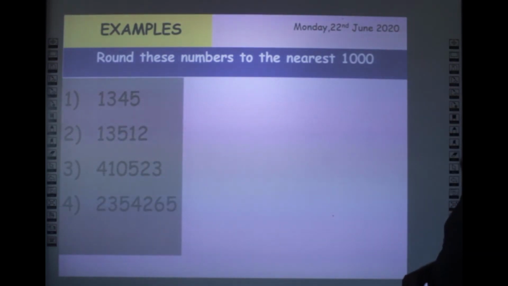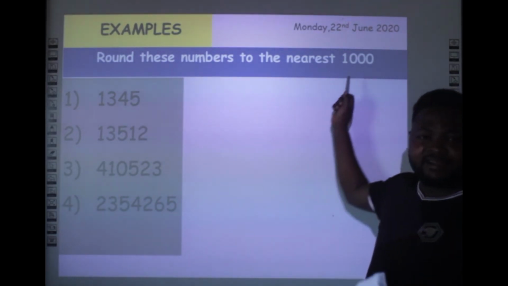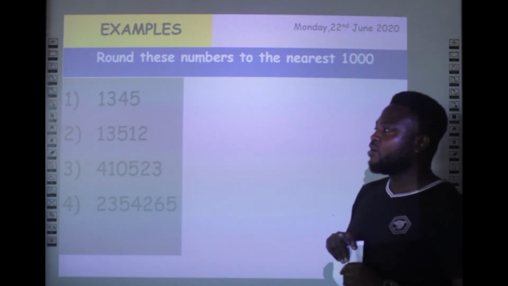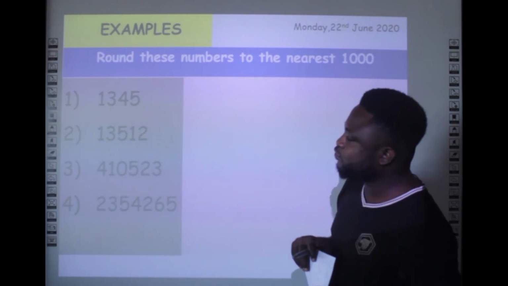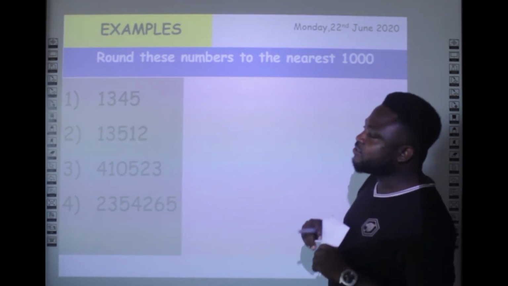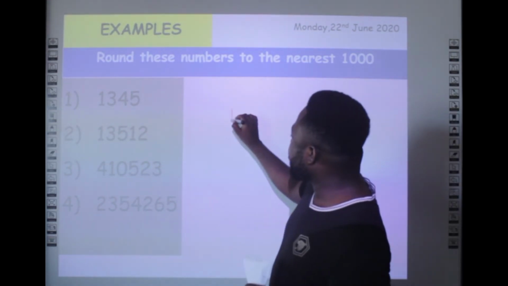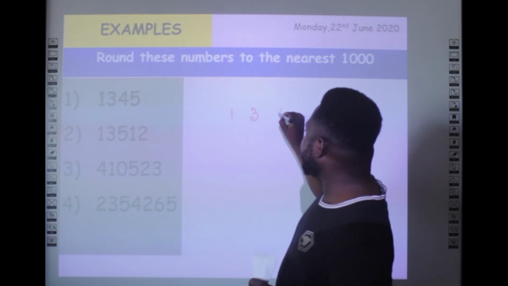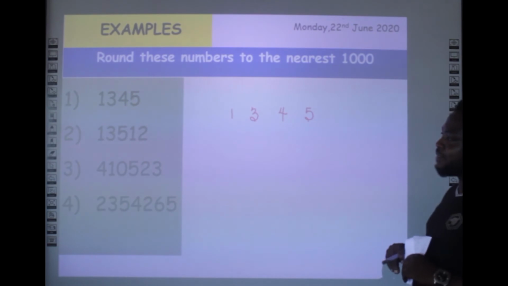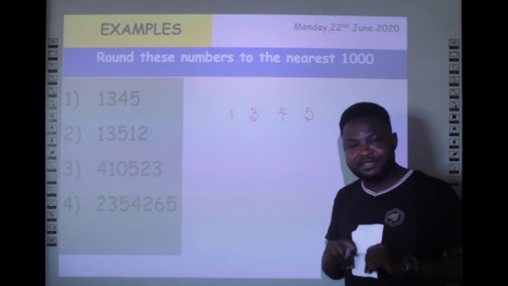Here, we're told to round these numbers to the nearest 1,000. Going by what we have here, for the first one, we have 1,345, and we're still going to use the same procedure. Now, what we have is 1, 3, 4, 5. Can you see that? Now, what are we going to do next? You write out their place value.